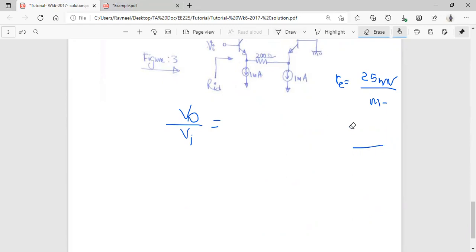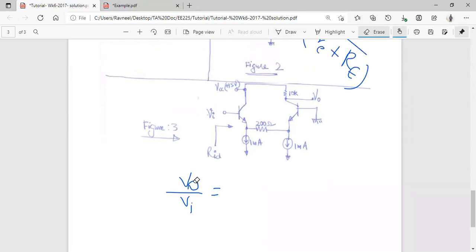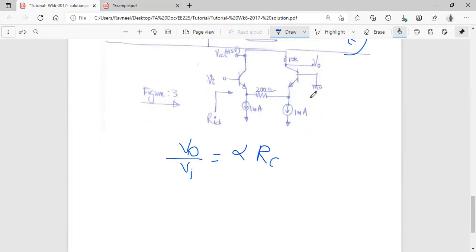Again, we just need to derive the formula for our voltage gain. Voltage gain is voltage output upon voltage input. Our voltage output is at the collector end. In this particular case, we only have one collector resistance, isn't it? The total collector resistance is just 10 kilo ohms, or just 1 RC, so we'll just use 1 RC.